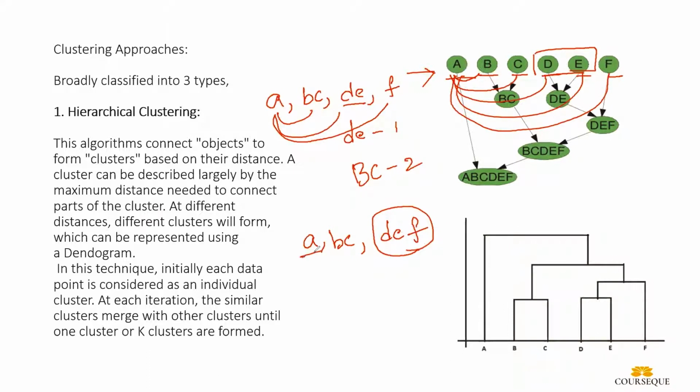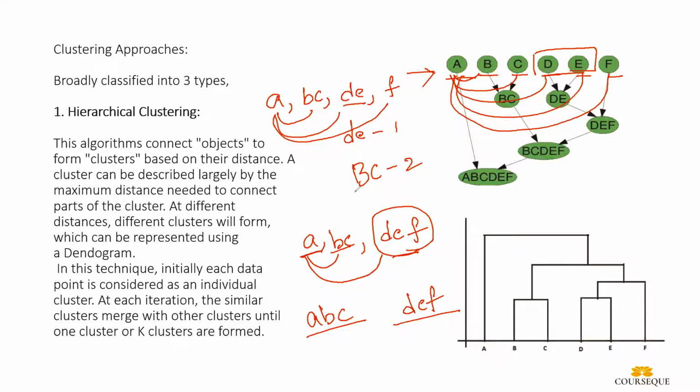Now A is left over. Now A will be calculated the distance with the 2 clusters we have, whichever has got the least distance. Suppose A has least distance with BC, A will be clustered with BC. Now, are your 6 points divided into 2 clusters? Yes, they are divided into 2 clusters, right? So this is what hierarchical clustering does.